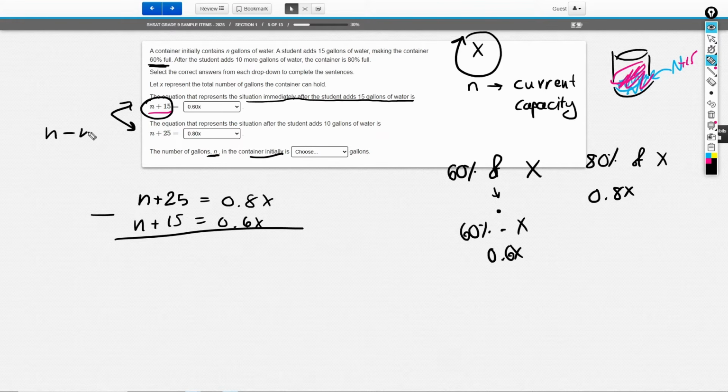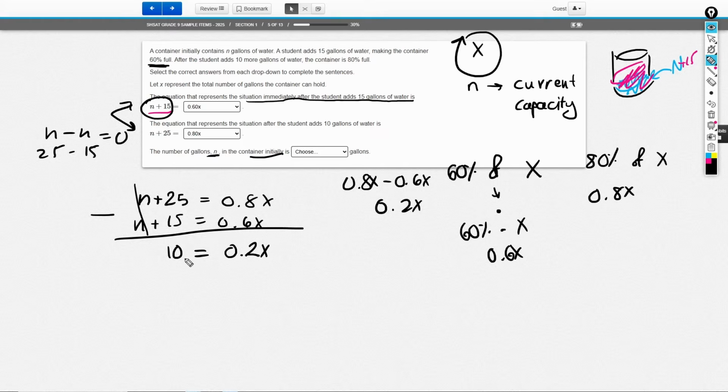So n minus n is equal to 0, right? There's nothing here. So these two cancel out. 25 minus 15 over here is equal to 10. And we have 10 is equal to 0.8x minus 0.6x, which is 0.2x. Okay? So now we have that 10 is equal to 0.2x. If I divide both sides by 0.2, I know that x is equal to 50. Right? So the total capacity here is 50 gallons, okay?